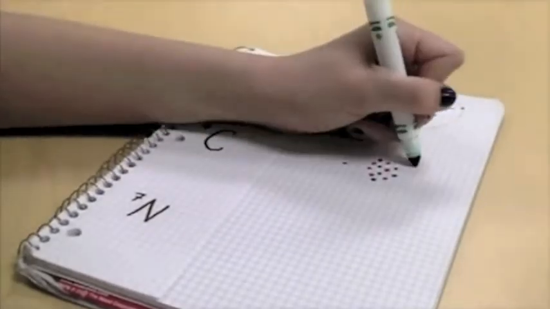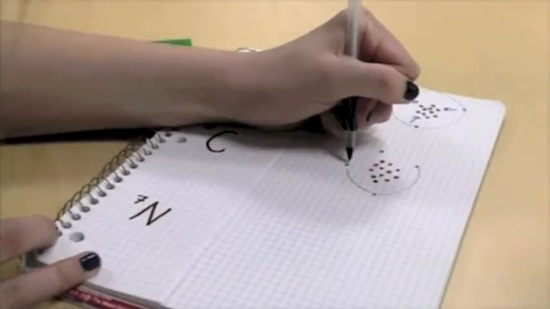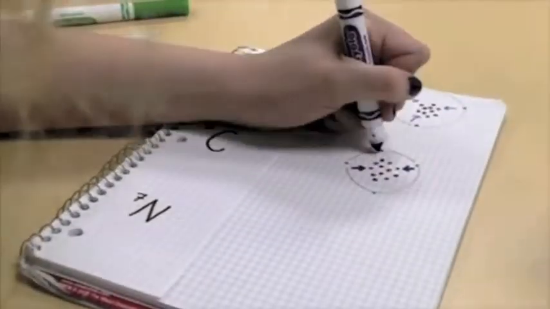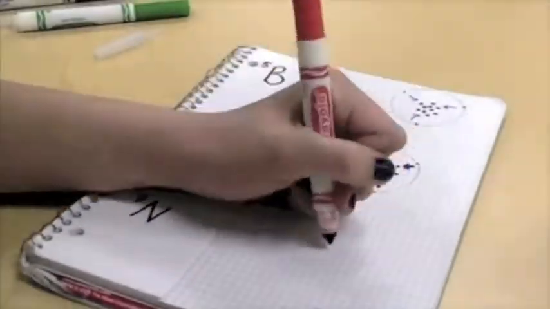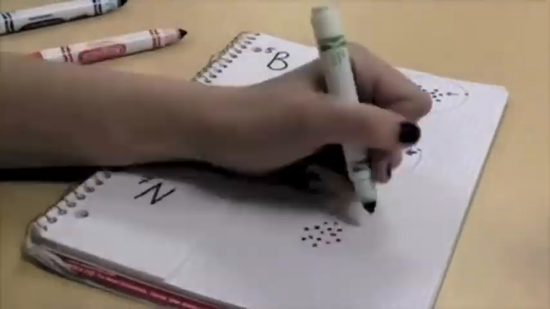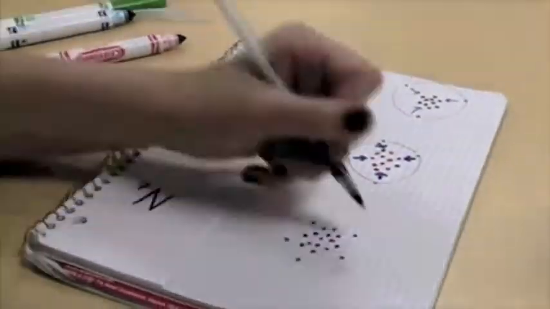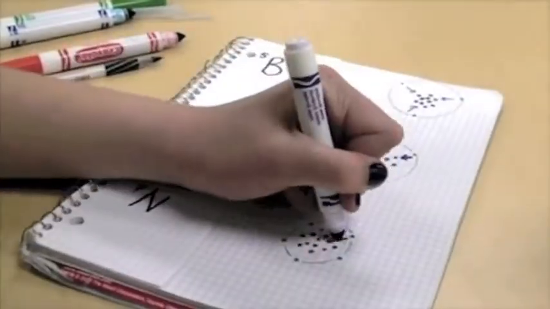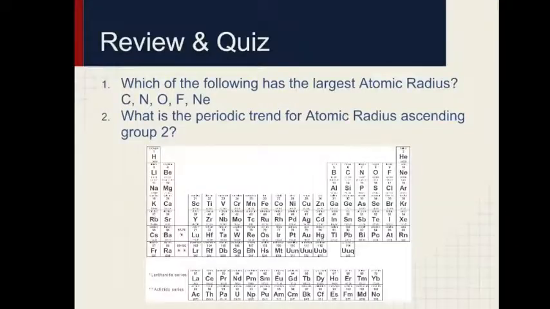Elements on the right side of the table have more protons, meaning they pull their electrons closer to the nucleus, compressing the distance between them and making the atomic radius smaller. Elements on the left side of the table have fewer protons, meaning the attractive force on their electrons is less, and the electrons remain farther away from the nucleus, making the atomic radius bigger.